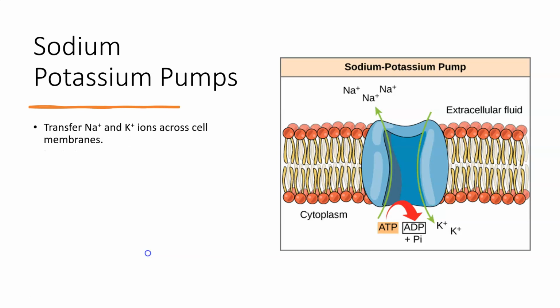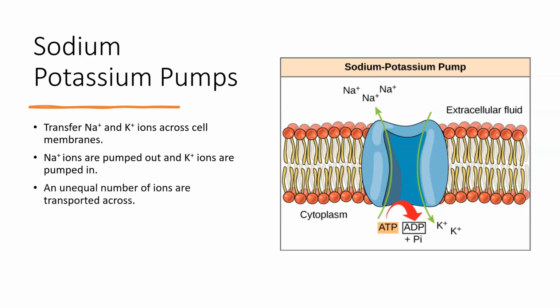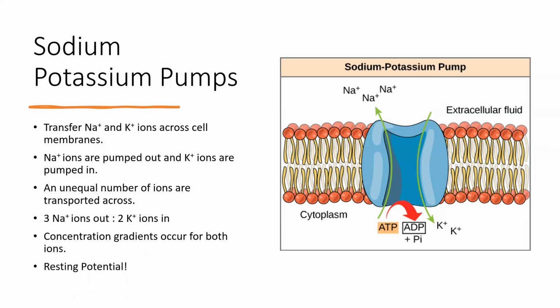Okay, so the transfer of sodium and potassium ions across the membrane requires a sodium potassium pump. It is an active pump. It requires energy, remember. Sodium ions are pumped out, potassium ions are pumped in. An unequal number of ions are transported across the membrane. We have 3 sodium ions being pumped out, 2 potassium ions being pumped in. We then get a concentration gradient occurring for both ions. This is our resting potential.